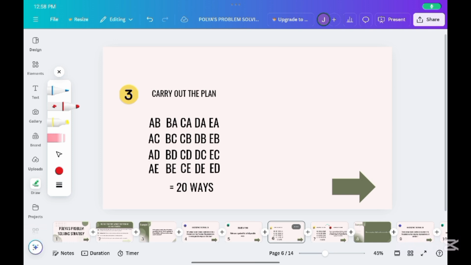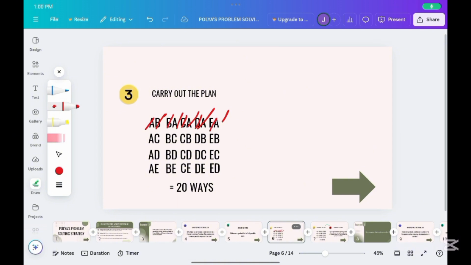Here, the first letter can be the president, while the second letter can be the vice president. B president, A vice president. C president and A vice president. D president and A vice president. A president and A vice president. And so on and so forth.